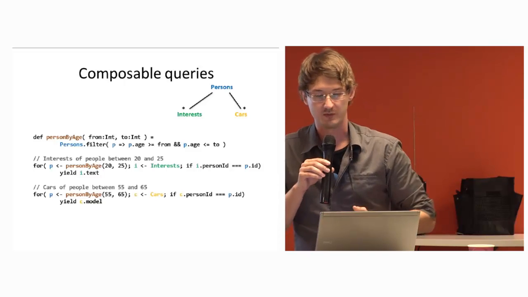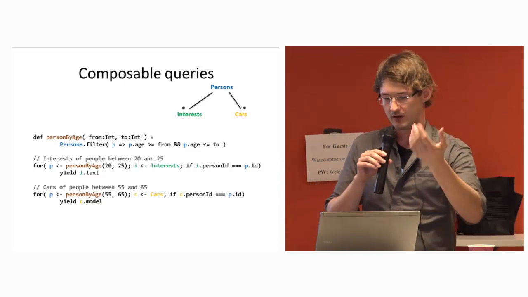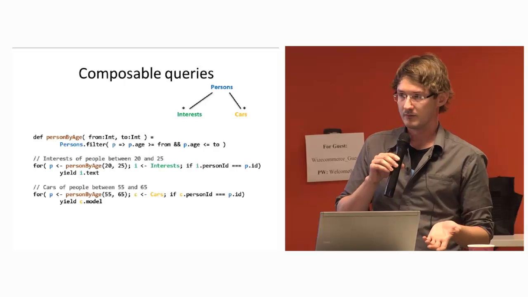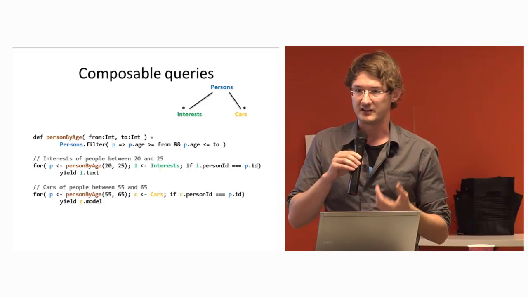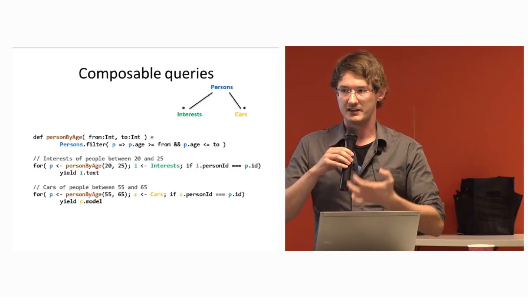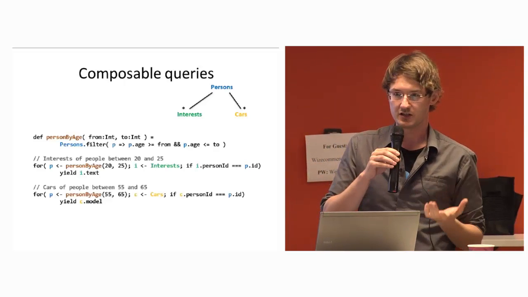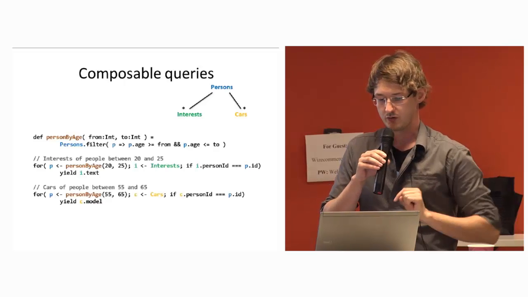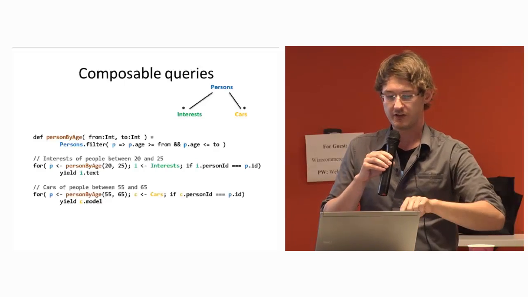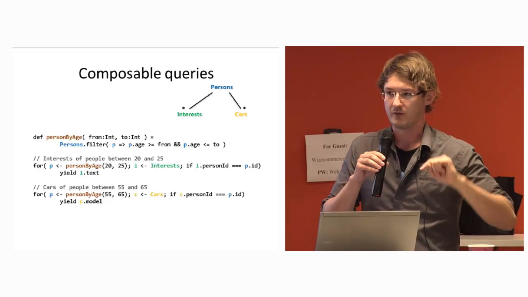And the compositionality of Slick allows us to factor that commonality out. We can write a function person by age, which filters the persons table, but it doesn't execute any query yet. It just creates an object that encapsulates this logic. And then we can use this as a component in a larger query, which we do below. And each of these will just generate one query, not a second one for the abstraction.